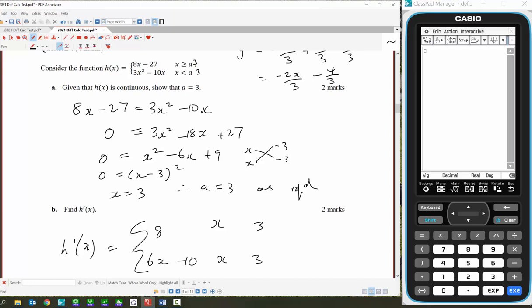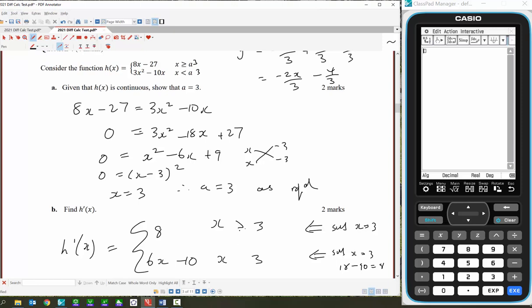The only way we can do this is test the gradient from the left and the gradient from the right at x equals 3 and see whether they match up. So what we'll do is 3 from the left is 8 and 3 from the right, 6 times 3. I've just subbed x equals 3 into this one. So I'm approaching from the left-hand side and it says my gradient is 8. Now I'm approaching from the right-hand side, so sub x equals 3 into that one. And it's 18, take 10, which is 8, which means that we've got the same gradient as I approach from the left and the right.